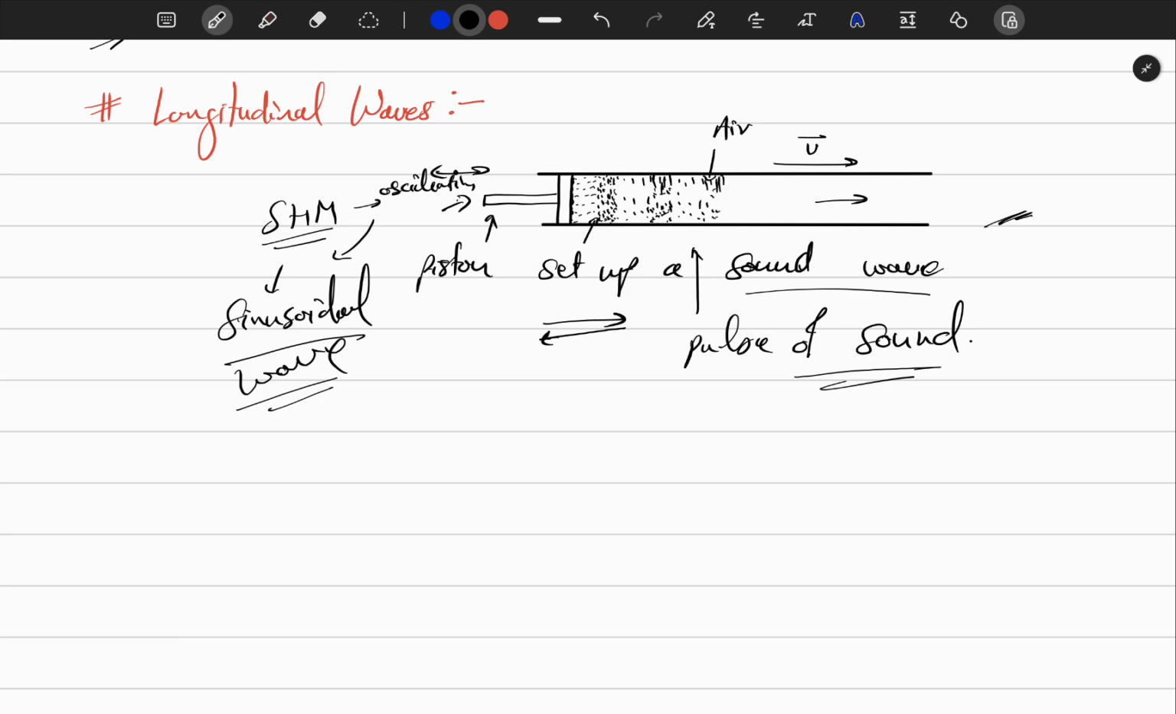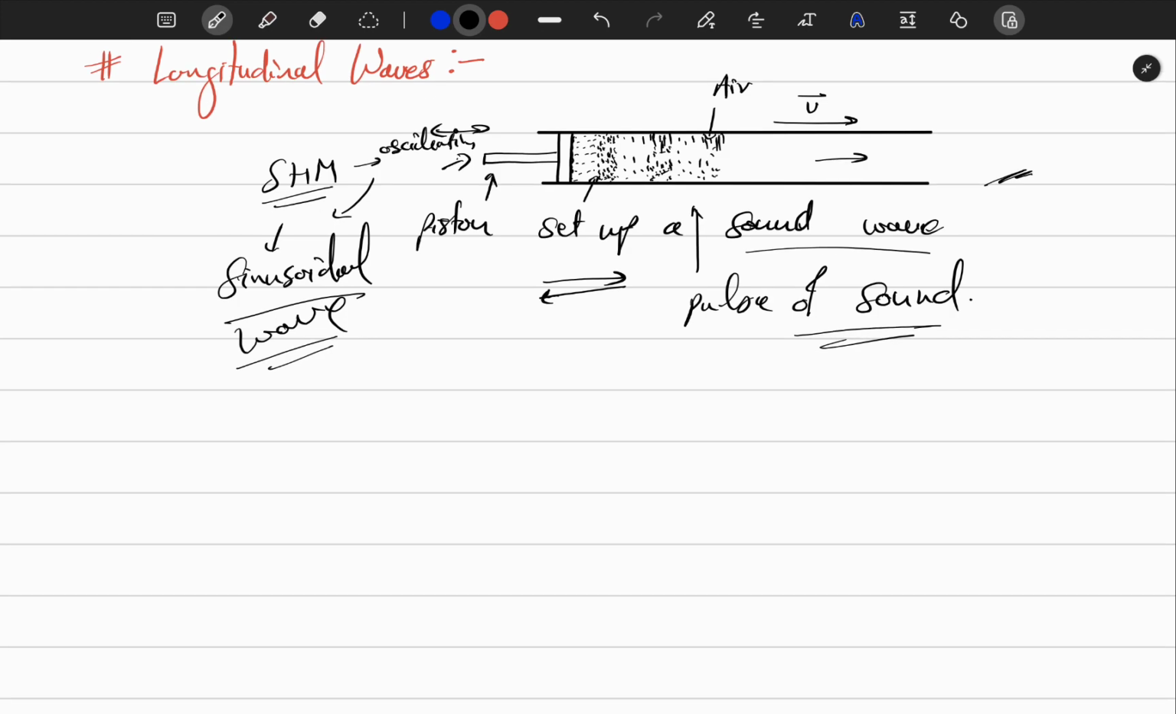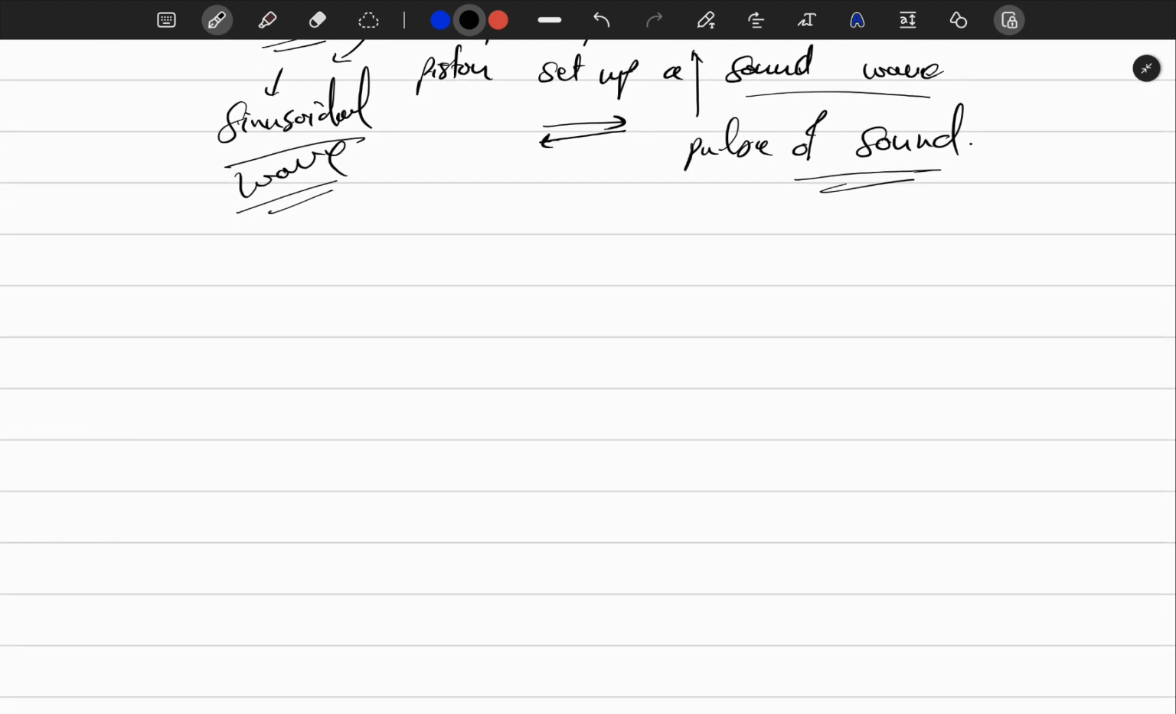Because the motion of the element in the air is parallel to the direction of the wave's travel, the motion is said to be longitudinal and the wave is said to be a longitudinal wave. Example is sound wave.